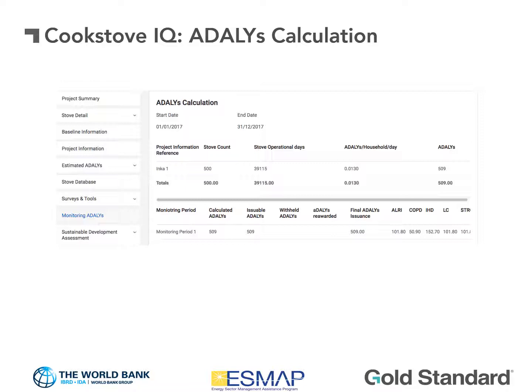But to touch on it now, the number of issuable ADALYs in years when personal exposure monitoring is not conducted is capped at a maximum of 60%. This is to prevent the accidental overissuance of ADALY certificates in years when personal exposure monitoring has not been conducted.